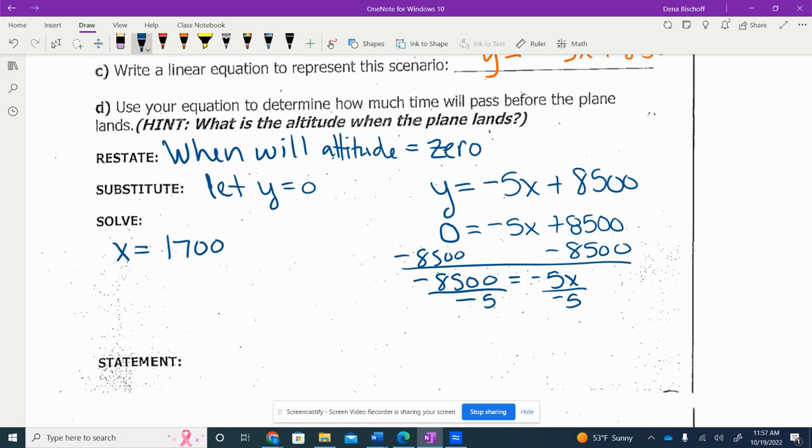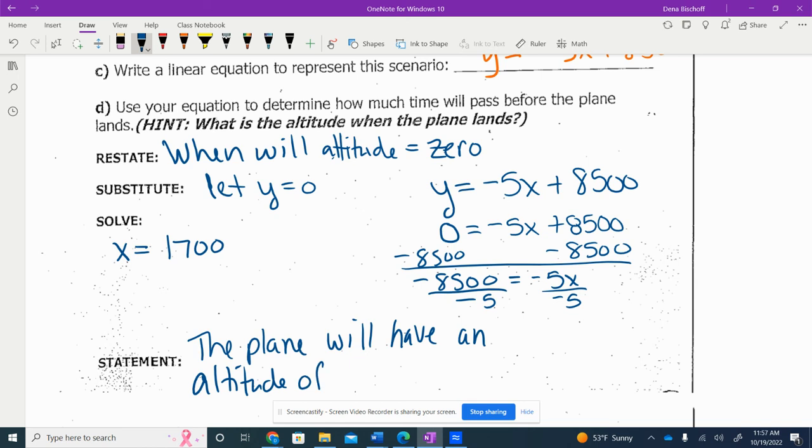So the plane, because we have to write a sentence, will have an altitude of 0 in 1,700 seconds. The plane will have an altitude of 0 in 1,700 seconds.